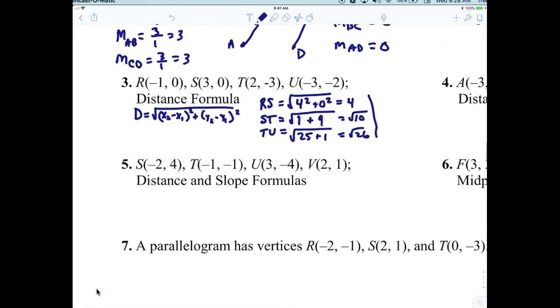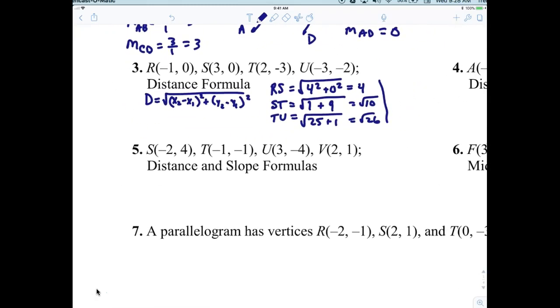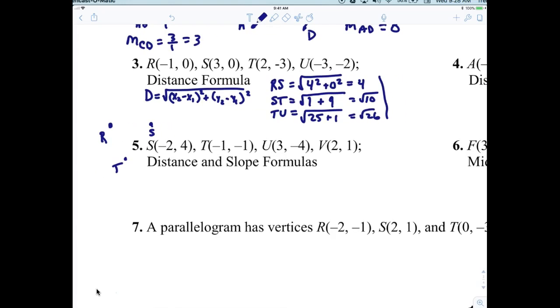So what we're going to do is graph this out. Negative 1, 0 would be right here. This is R. Now 3, 0 would be over here. This would be S. And then 2, negative 3 would be here. That would be T. And then negative 3, negative 2 would be over here. So that would be U. Do you understand now what I'm trying to show you? So this is the actual parallelogram. The parallelogram is really RSTU.